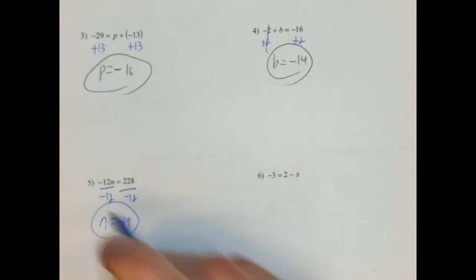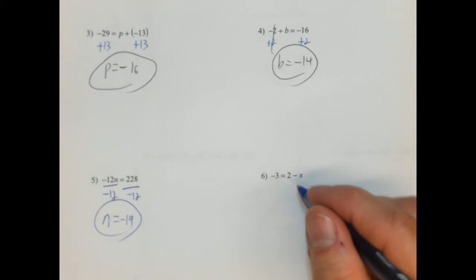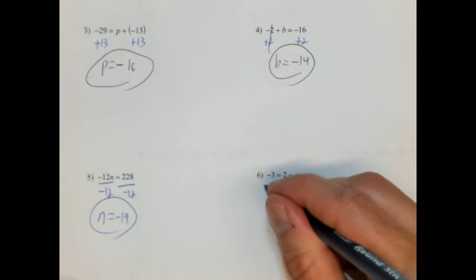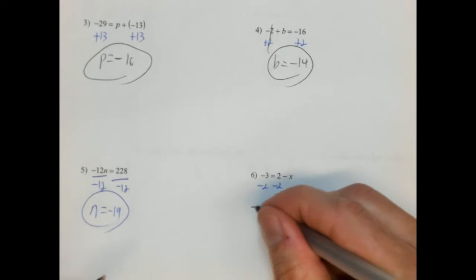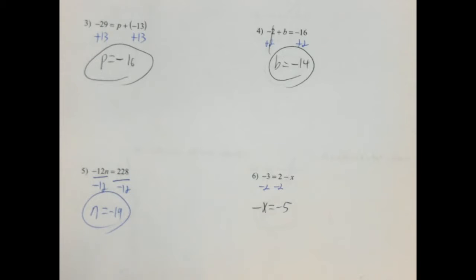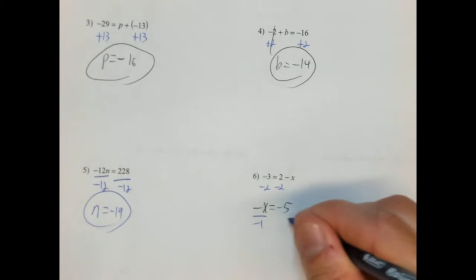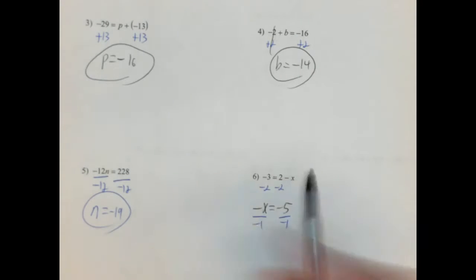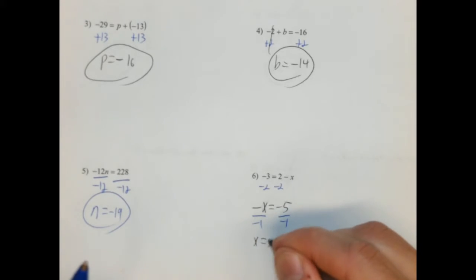Oops, I should have used a different color. It's okay. This is actually a two-step equation, so we're going to subtract 2 from both sides. So negative x equals negative 5. And then we're going to divide by negative 1 because it's our coefficient. And x is equal to positive 5.